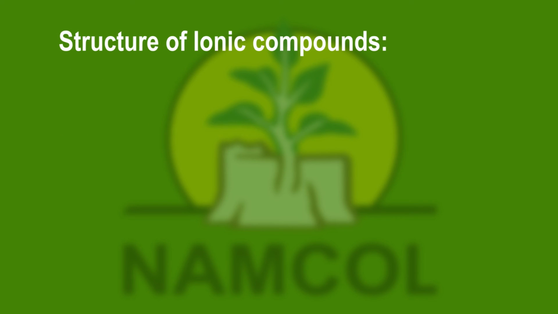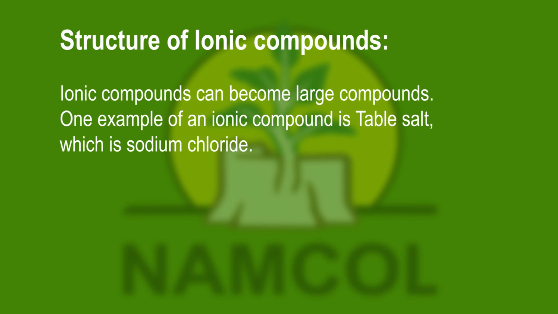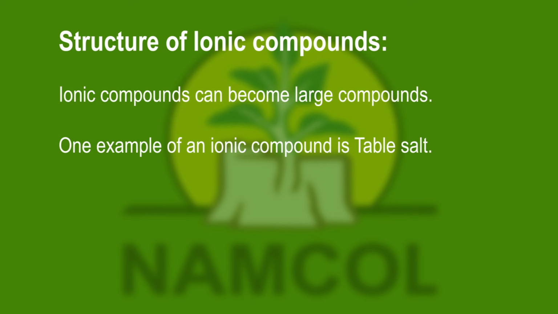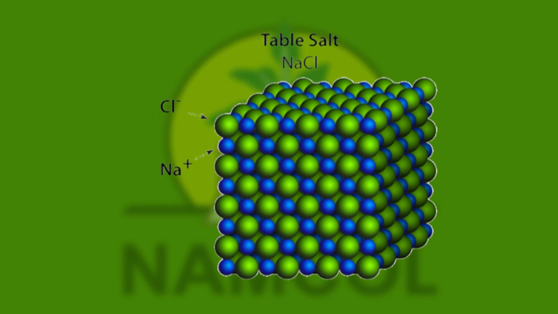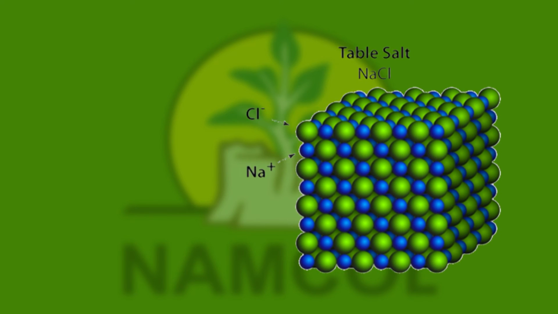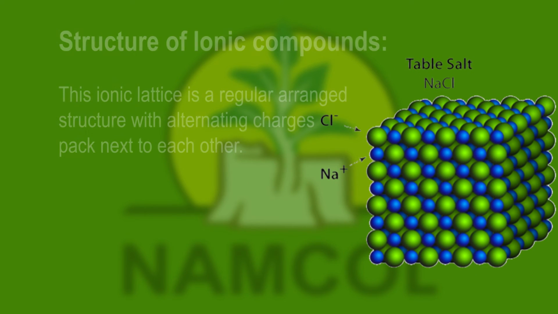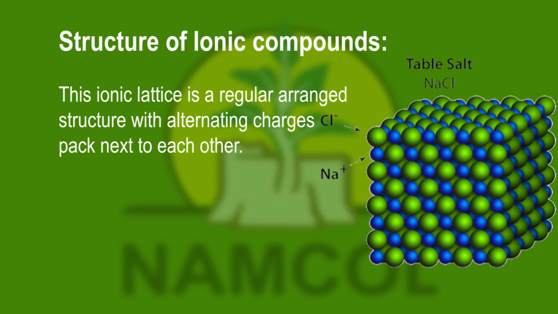Let us look at the structure of ionic compounds. Ionic compounds can become large compounds. One example of an ionic compound is table salt, which is actually sodium chloride. Ionic compounds form a crystal lattice structure. This ionic lattice is a regular arranged structure with alternating charges packed next to each other.